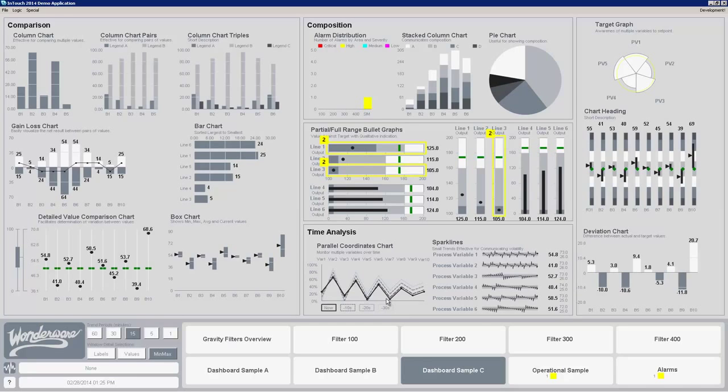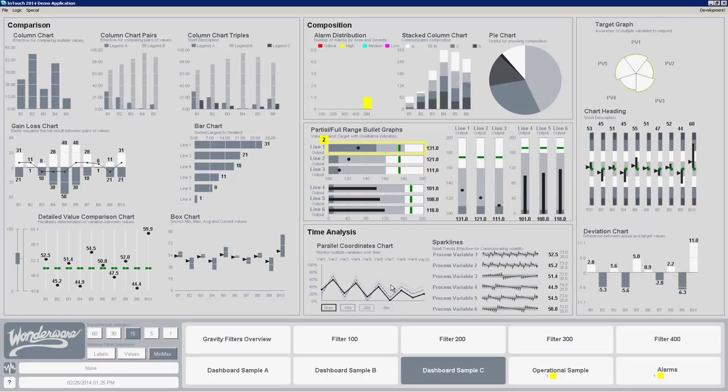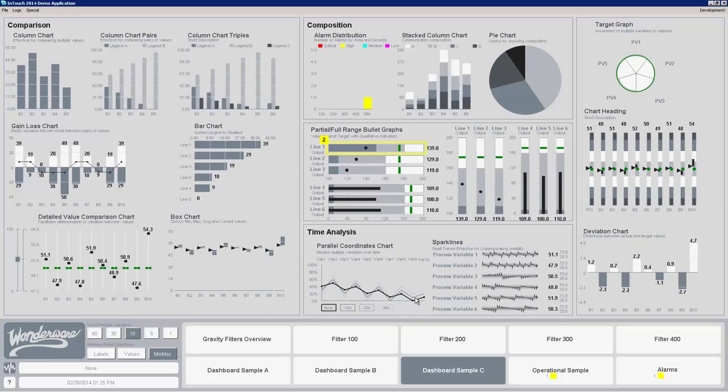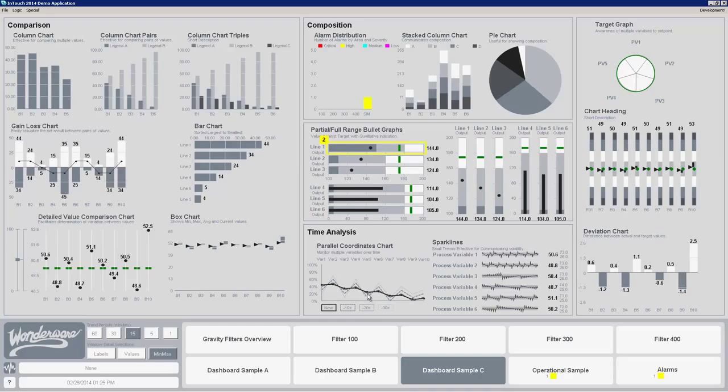The parallel coordinates chart basically allows you to look at multiple variables over time and see their relationships to each other. You can turn the time off if you want. You can just look at the multiple variables as a linear relationship to each other, or you can see how they're affecting each other over time. This can be a very effective way of seeing how the process is moving.